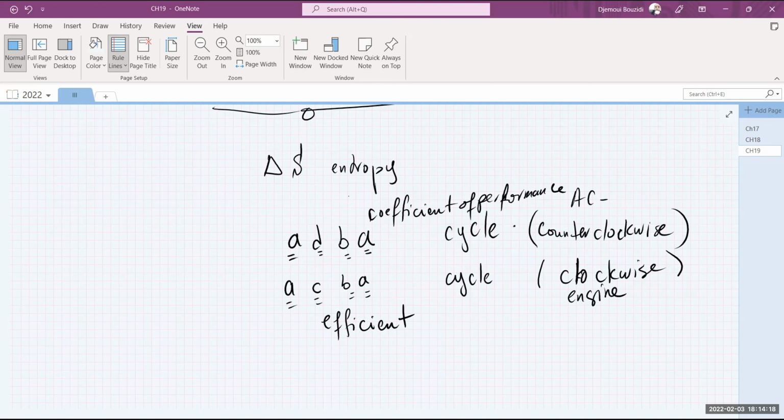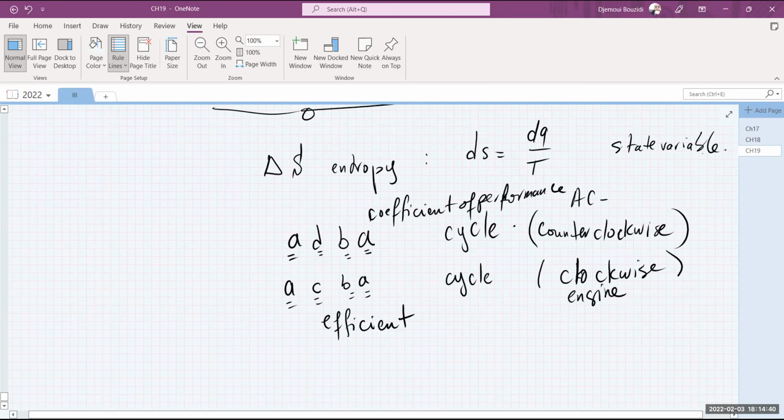The entropy, I know we're not getting into it yet, by definition is not really that hard. It's dQ over T, that's all, okay? And then we're going to be doing all kinds of integrals using this one, and that is from Tuesday of next week. And it turns out to be also a state variable. Okay. Any questions about these problems? No?